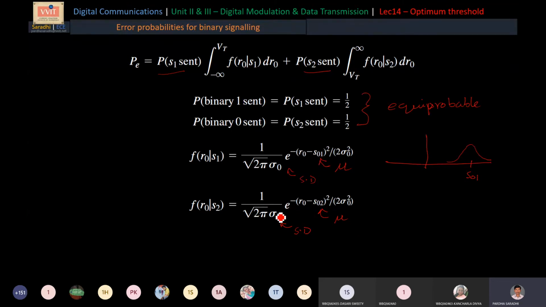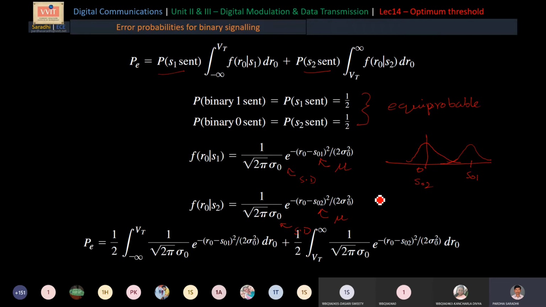The standard deviations are the same for both the conditional densities, so they look exactly identical. Suppose it is a unipolar RZ, then one Gaussian pulse is occurring with mean 0, and another Gaussian pulse is occurring with mean S01. So this is S02, which is 0, and this is S01, isn't it? Now let us substitute them in the very first equation.